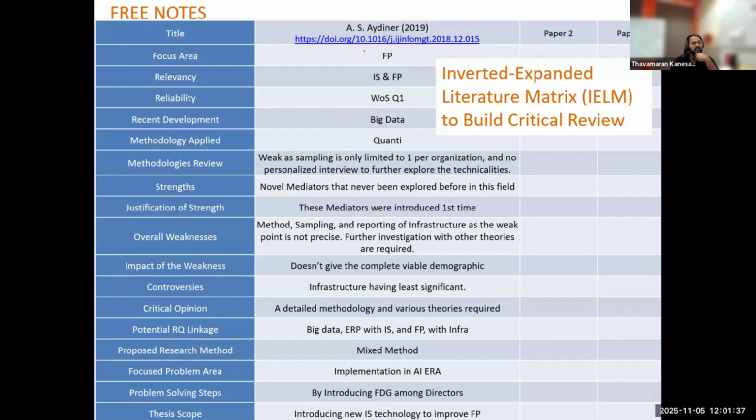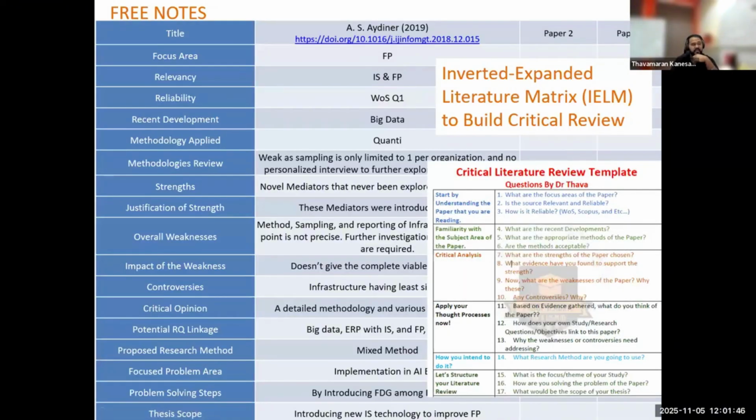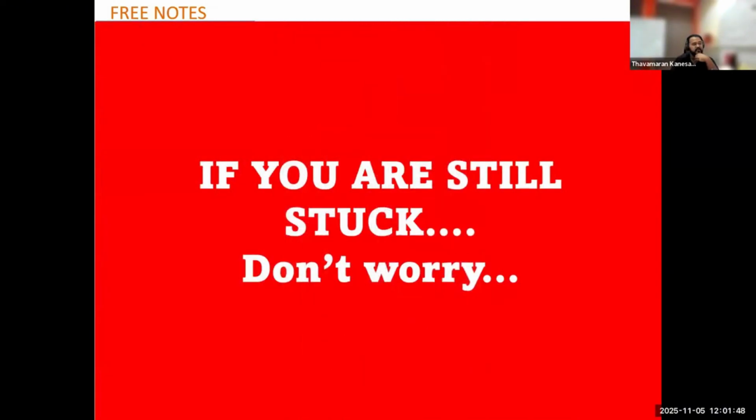Okay. So this is what we call an inverted expanded literature matrix to build a critical review, but we don't have the time to go through this today. Probably in the next class, I'll try to go through. So if you're still stuck, don't worry. Okay. I'll share all the links in a while. Wait, let me finish the ending part.